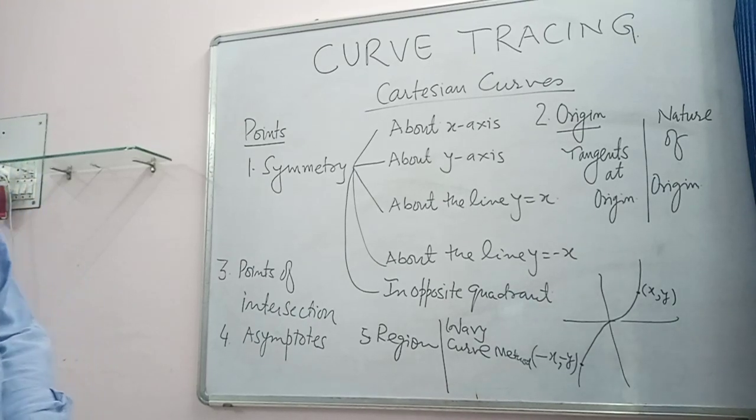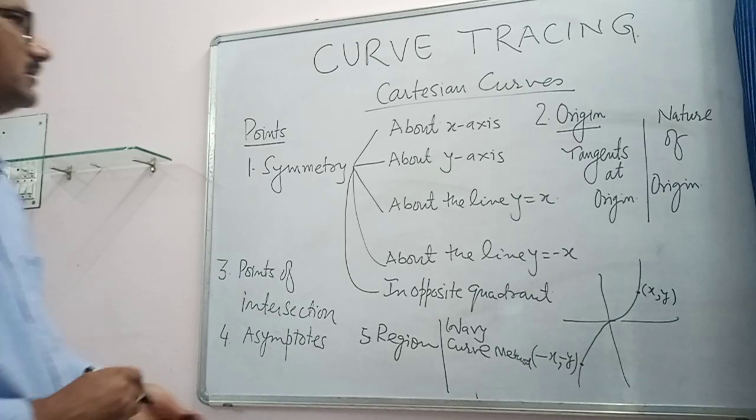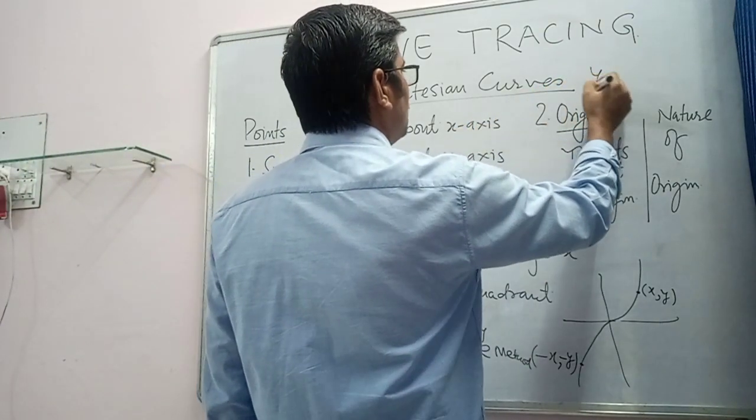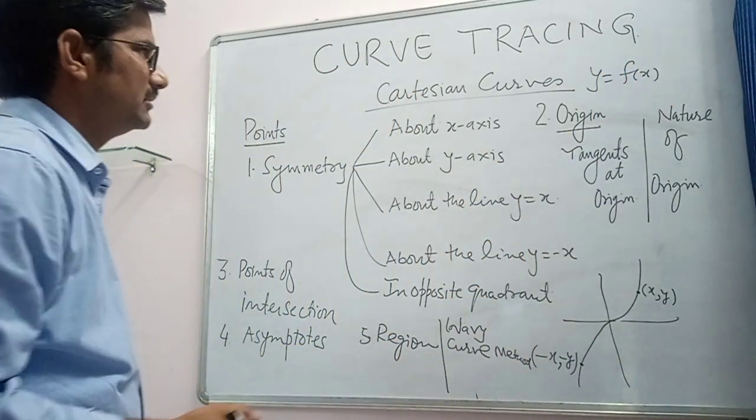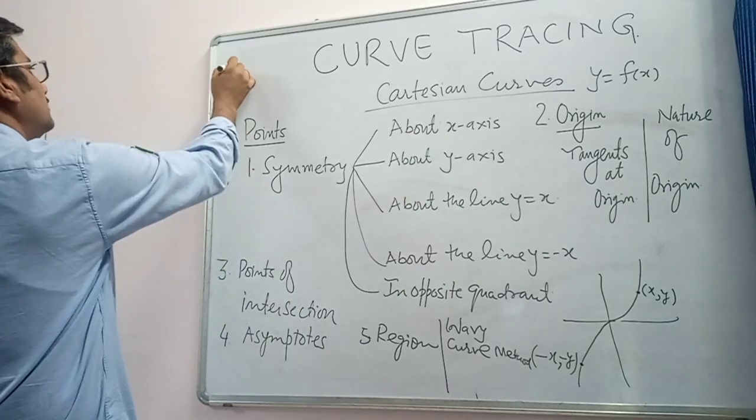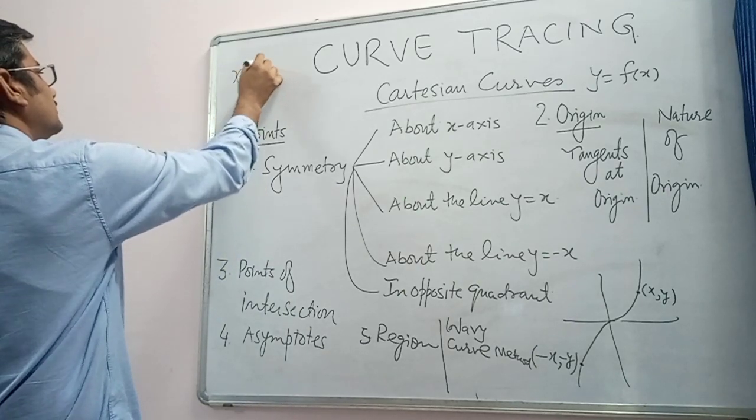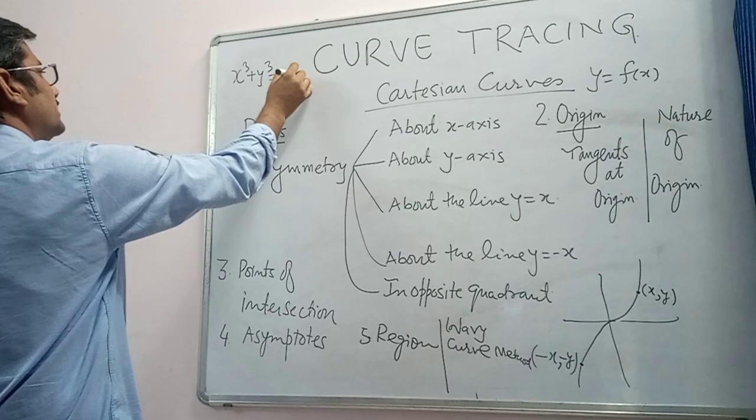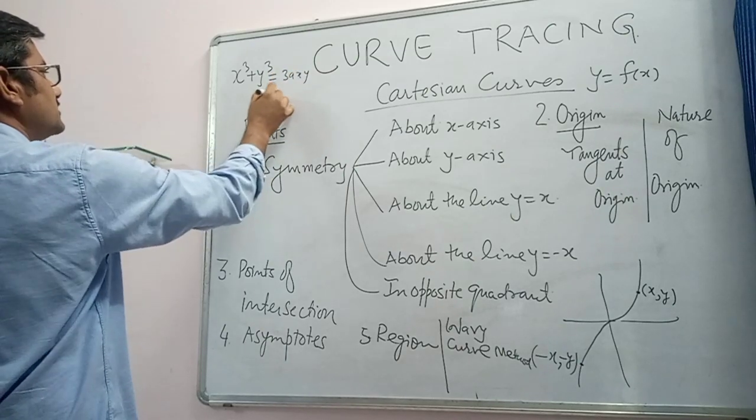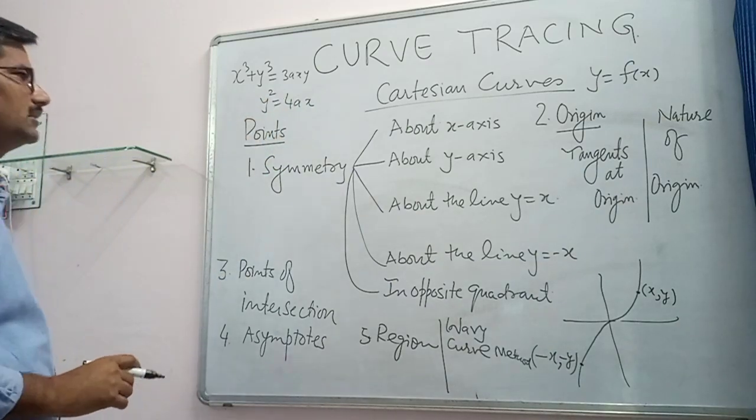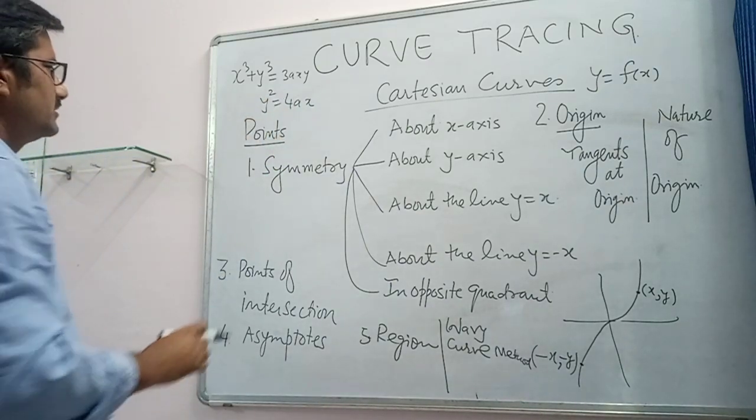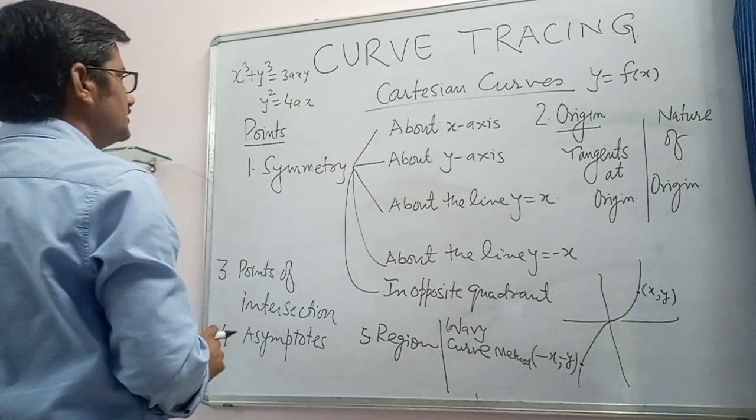Hello friends, today we will discuss the curve tracing of Cartesian curves. Cartesian curves means the curves of the form y equal to f(x) or x equal to f(y). For example, x cube plus y cube is equal to 3axy, or y square is equal to 4ax. So this is a famous curve, the parabola.